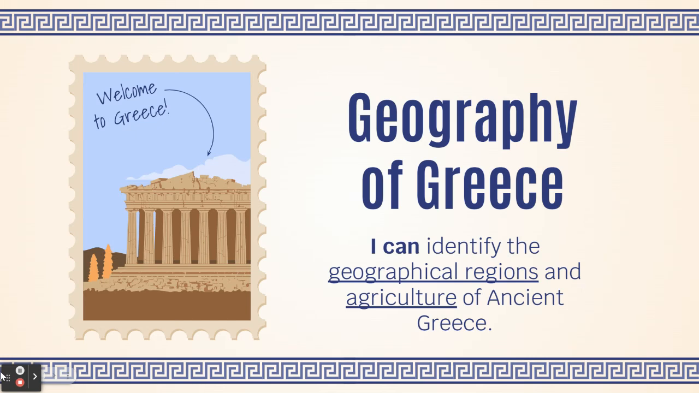Hi, seventh graders. Today you should have your guided notes for lesson 1, the geography of Greece. Under the I can statement, you can just write in, I can identify the geographical regions and agriculture of ancient Greece. So we're going to be looking at some of the geography of Greece, such as mountains and bodies of water, and really tie that into how that influenced the agriculture of Greece so that they could grow as a civilization.